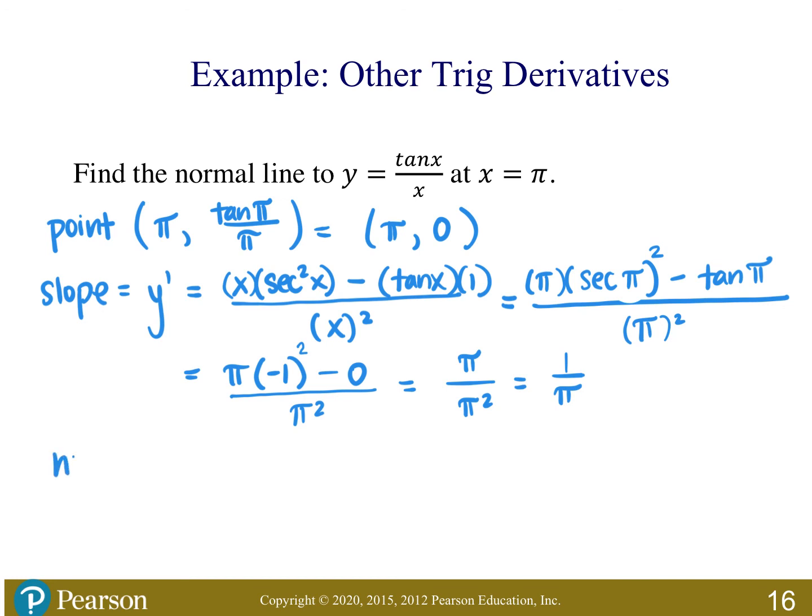So now I'm ready for my normal line. My normal line is y minus the y value, which turned out to be 0, equals the normal slope, negative pi, times x minus pi.